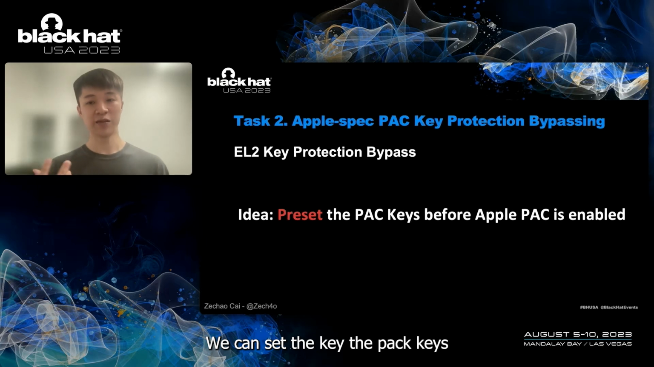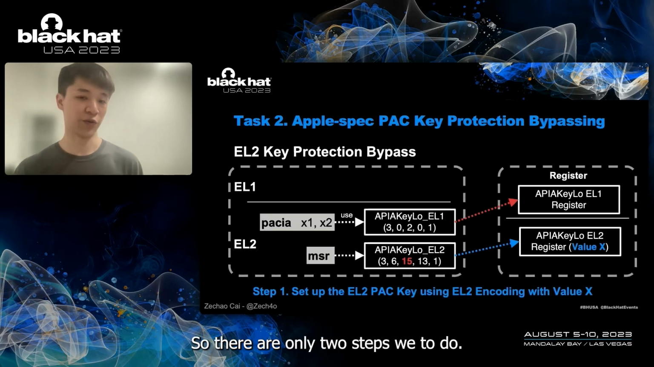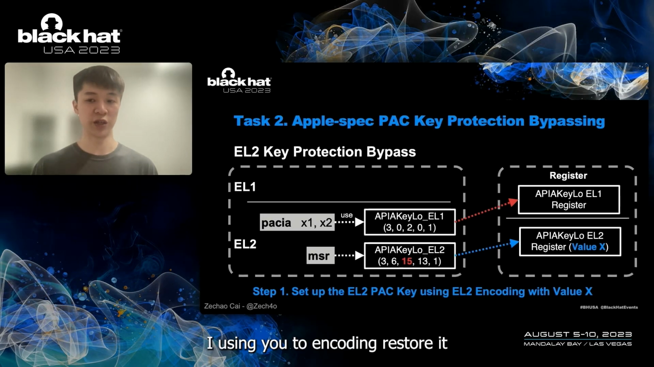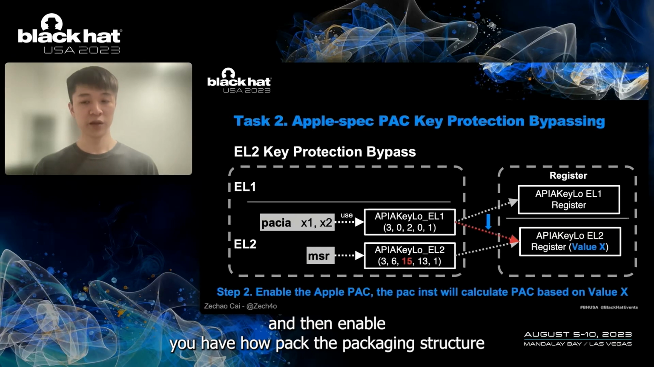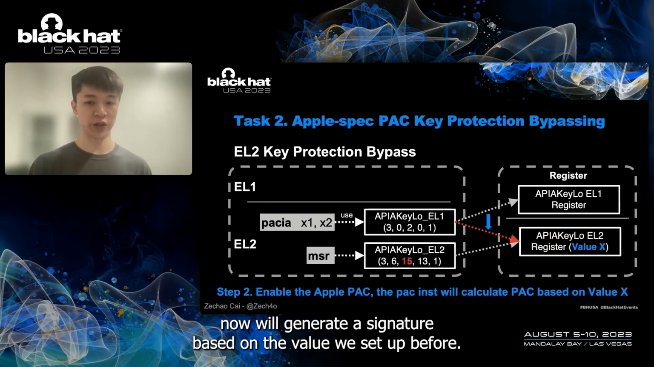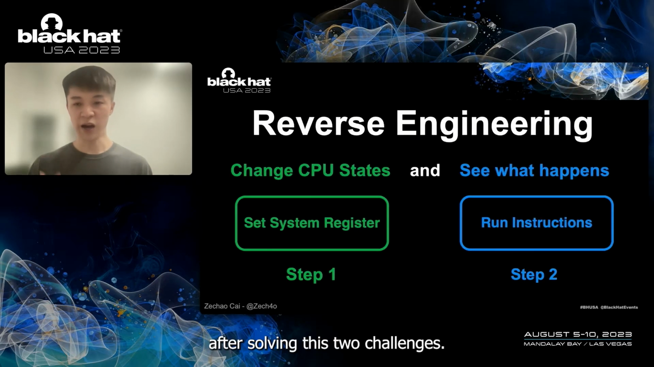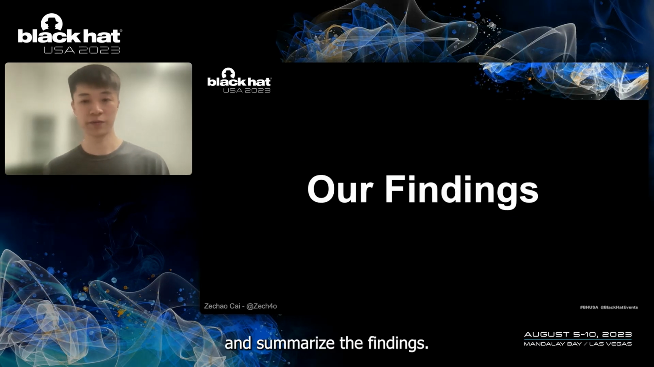We can preset the PAC keys before Apple PAC is enabled. So there are only 2 steps we need to do. Step 1, we set up the EL2 PAC keys using the EL2 encoding with the value we want. Then enable the Apple PAC. The PAC instruction now will generate the signature based on the value we set before. So task 2 is also finished. After solving these 2 challenges, what we need to do is do some experiments and summarize the findings.